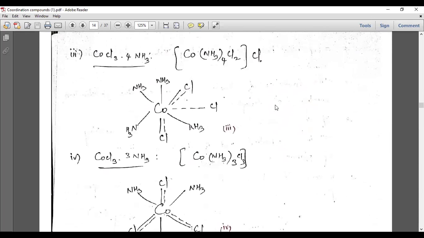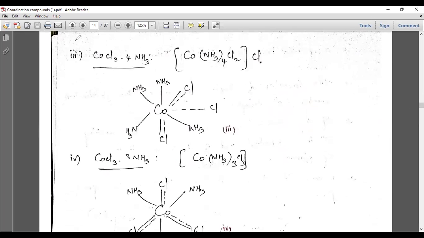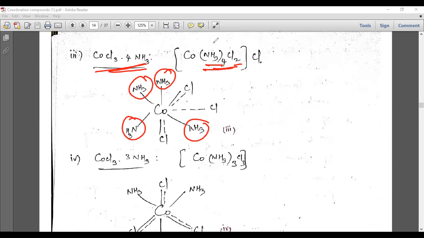Let us understand another example. So you can see this example here. 4 ammonia ligands are there and 2 chlorines are there. One of the chlorines has again entered. So here totally 6 ligands are there. Here 1, 2, 3, and 4: 4 ammonia ligands are there, the dative bonds.